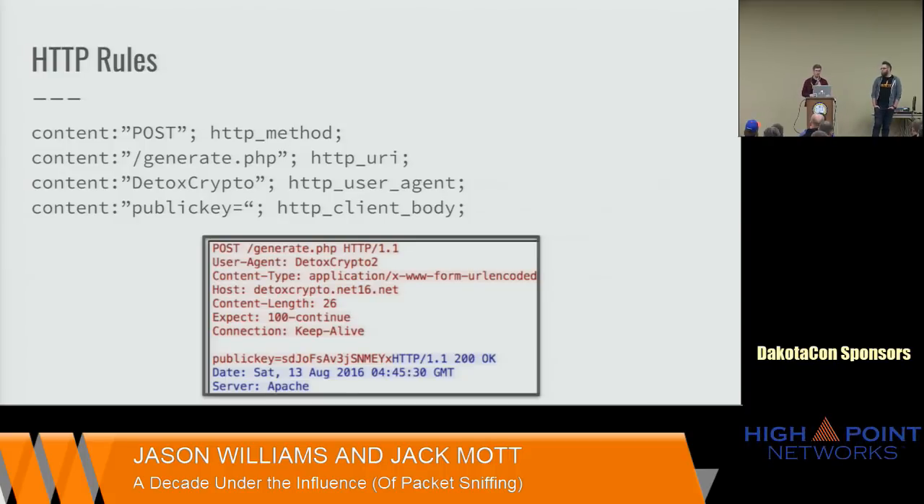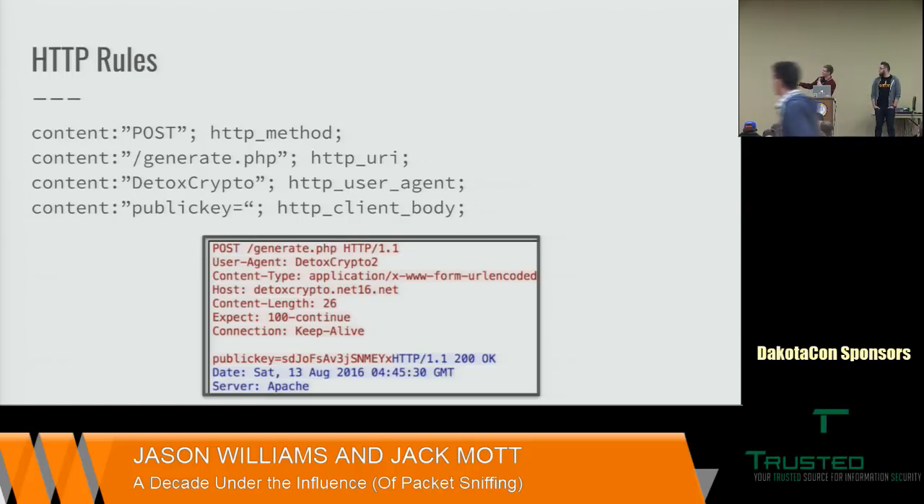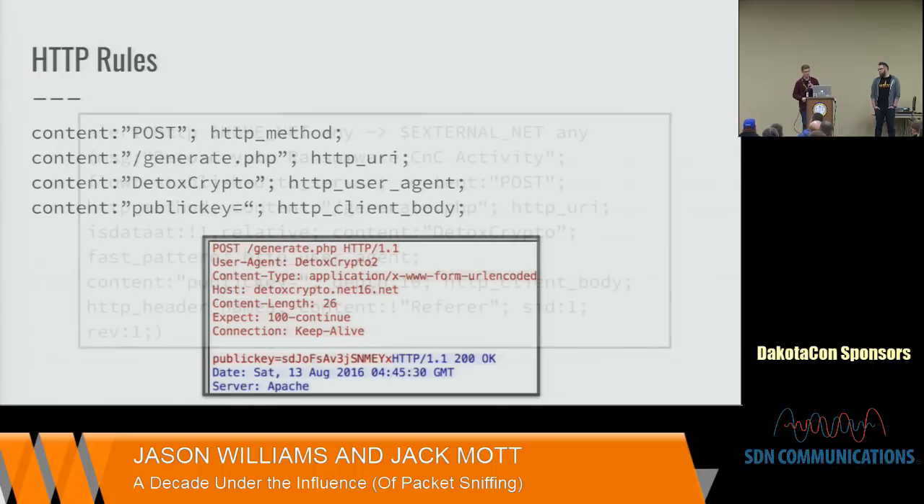Continuing down, we have the HTTP URI buffer. It's only going to look in the URI string, after the method and before the HTTP version. For the HTTP user agent, we're only inspecting this field right here. We're not even inspecting the actual header name, just what comes after it. And then public key equals, which is down here in our HTTP client body. That's what's being posted to that server. Again, very efficient. That's the key here.